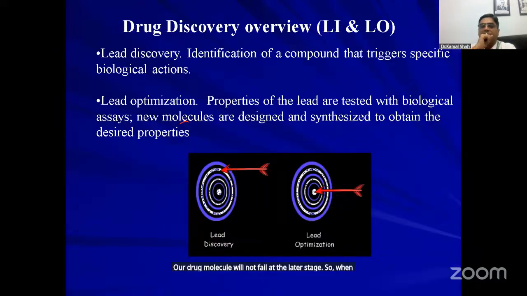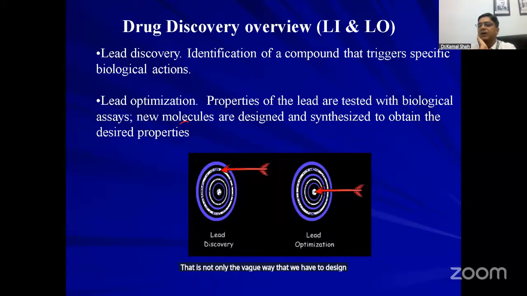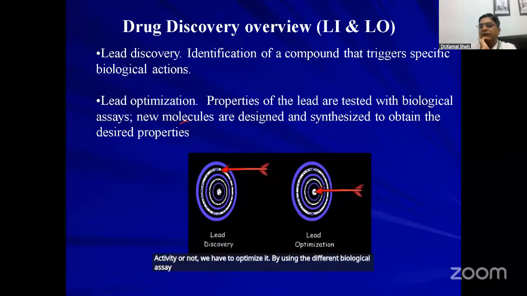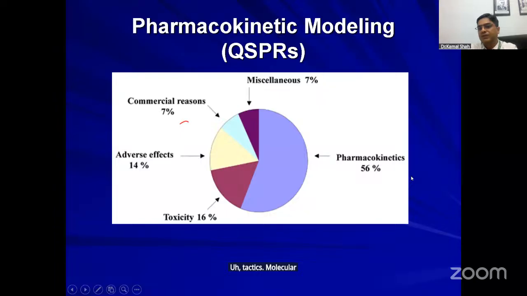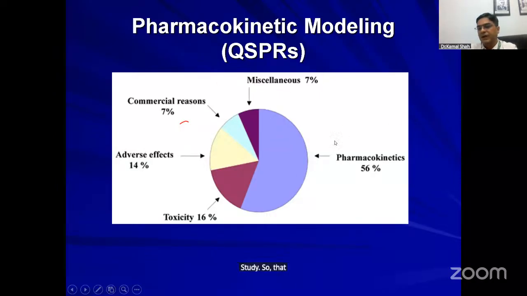So when you see lead discovery or lead optimization, it is not a vague process where we design the lead and assume that it may or may not have activity. We have to optimize it by using different biological assays. We have to design it by using different molecular techniques which we have. We also have to use pharmacokinetic modeling, because most drugs fail during pharmacokinetic studies, and that can also be designed with the help of software. Pharmacokinetic profiling can be done, so it has to be taken into consideration.